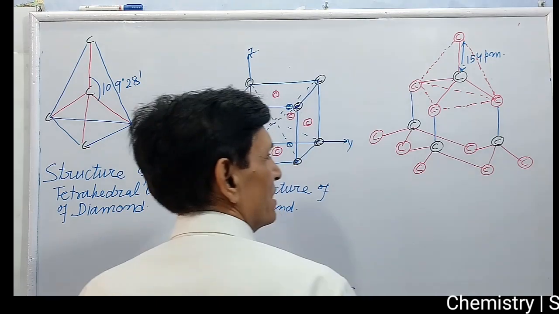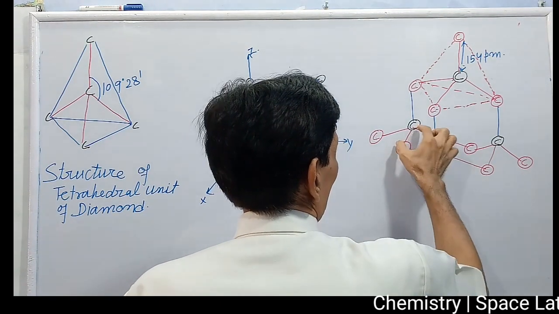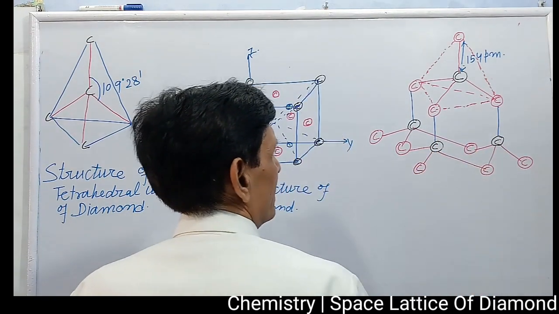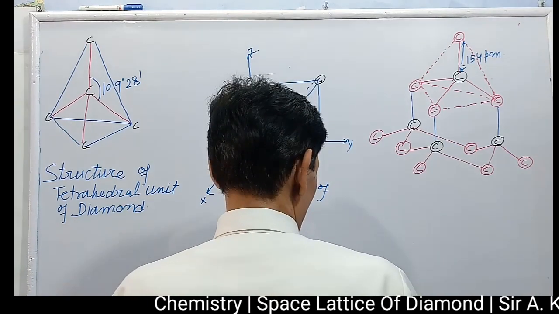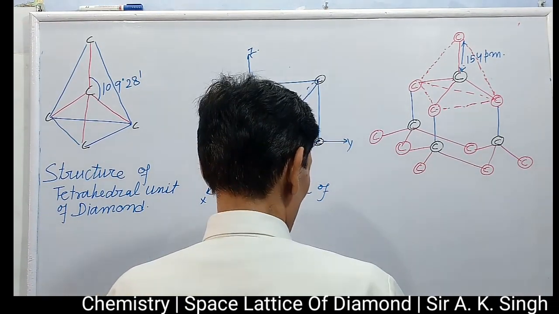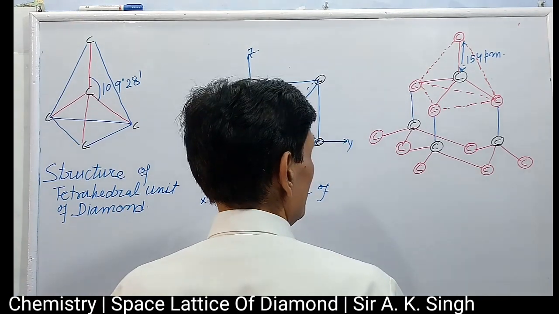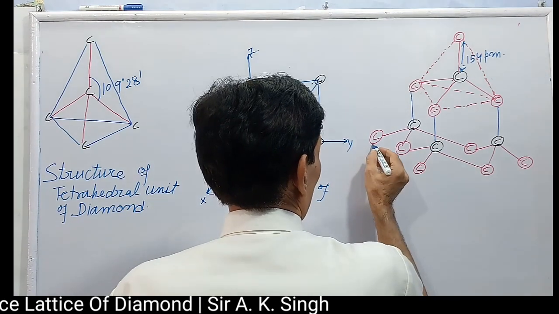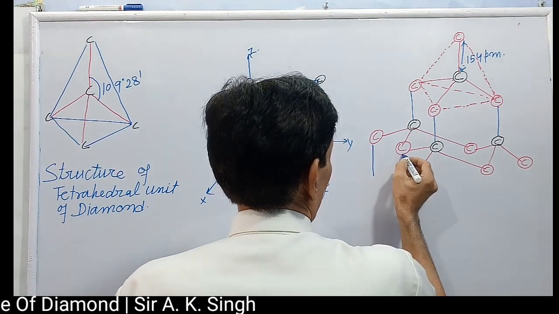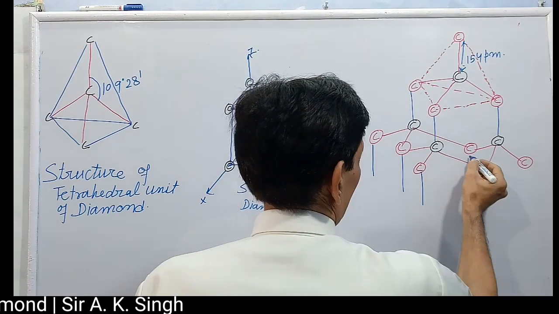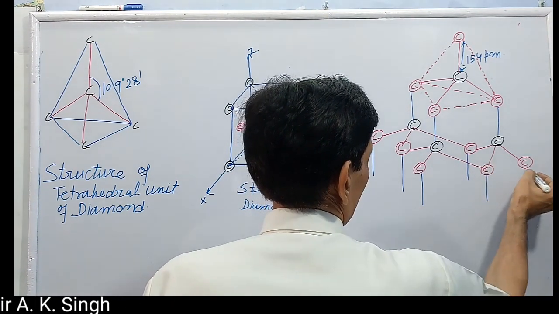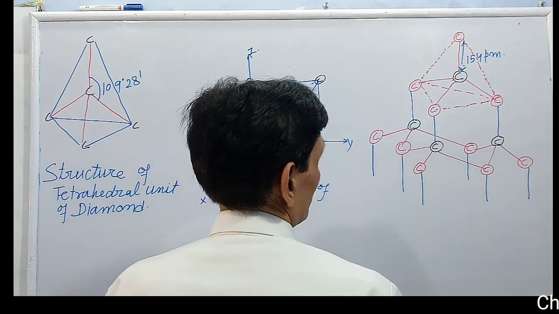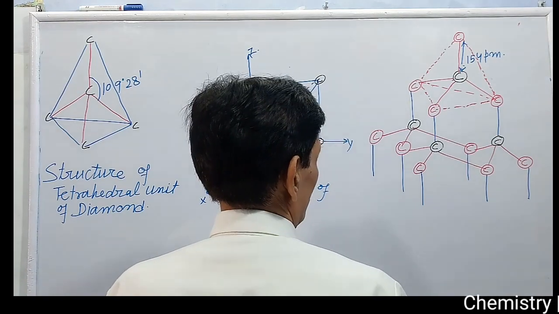Now this carbon. After that, 1, 2, 3, 4 covalent bonds I have made. Now see, all these are tetrahedral units connected together. Now I am going to show you again, these are the bonds. All these are bonds. Now 1, 2, 3, 4, 5, 6. Now in these, let us see the structure.